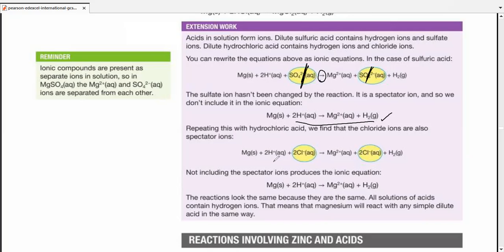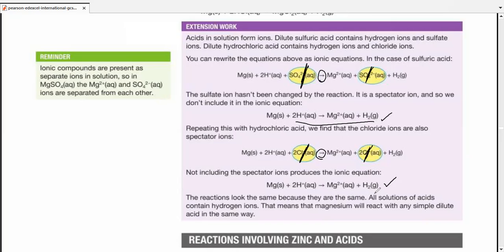The other reaction, with hydrochloric acid and magnesium, can be converted in the same way. Cut out the chloride ions, which are equal on both sides of the arrow. We're left with magnesium with hydrogen ions, which are then converted into magnesium ions plus hydrogen gas. So both ionic equations are the same no matter what the acid.